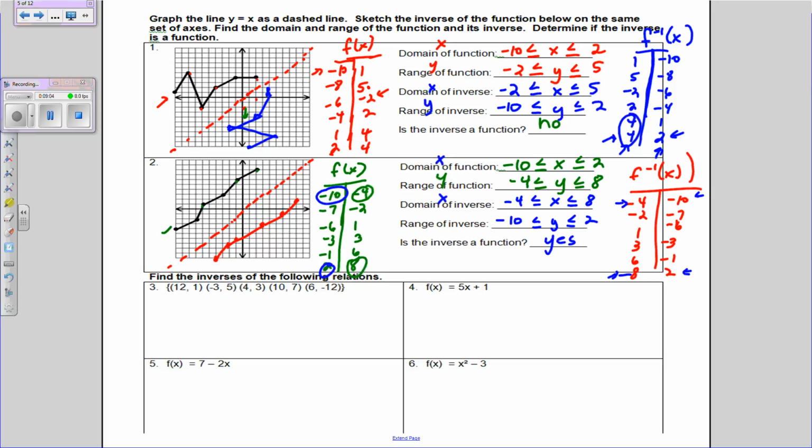Number 3, if we find the inverse of the relation, it just means switch the ordered pair. So that one's pretty easy. We'll have 1, 12, 5, -3, and 3, 4, 7, 10, and -12, 6.